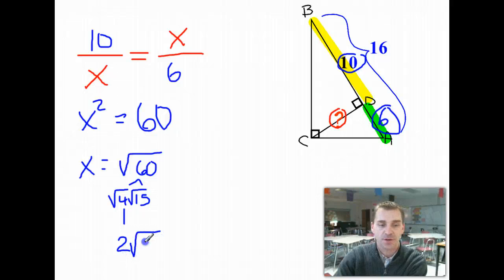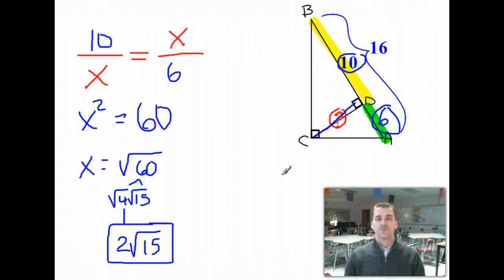15 is not a perfect square, so it just stays 15. And ladies and gentlemen, congratulations. There is the length of that particular altitude right there. It's 2 root 15. So there's 2 of them.